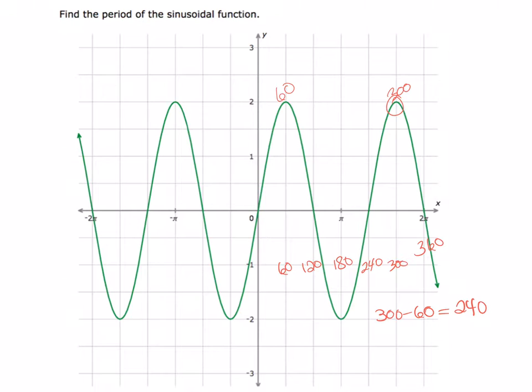period. Now, IXL wants you to put that into radians, which you know how to do. 240 over 1 times pi over 180 equals, you're going to reduce, of course, and you're going to end up with 4 pi over 3. So there is your period for that curve.